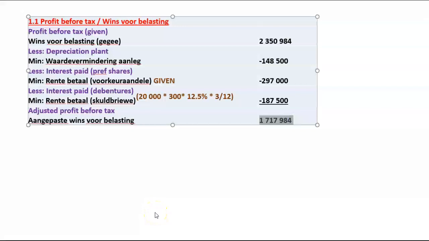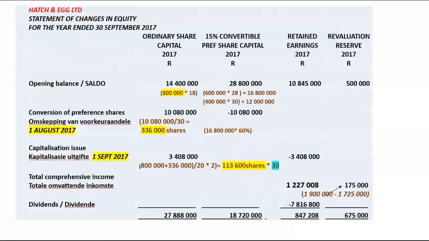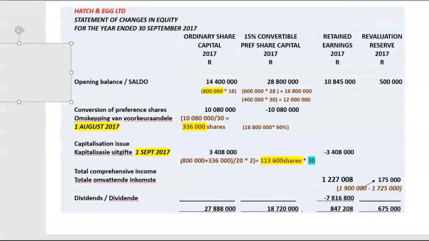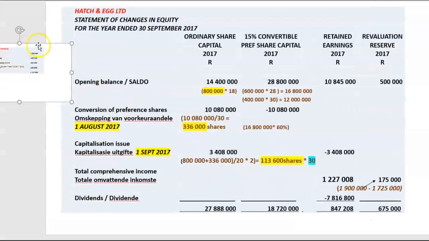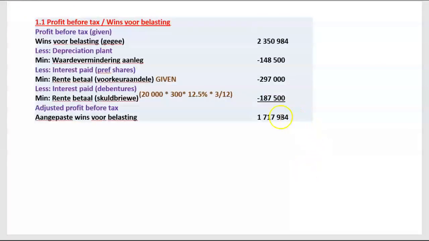That is in our income statement. Profit before tax, 1,717,984. Then you take out a piece of paper. And now you're going to do your tax calculation. Now you start your tax calculation with that profit before tax figure. Where's my profit before tax? Profit before tax figure, and that is this one here, 1,717,984.